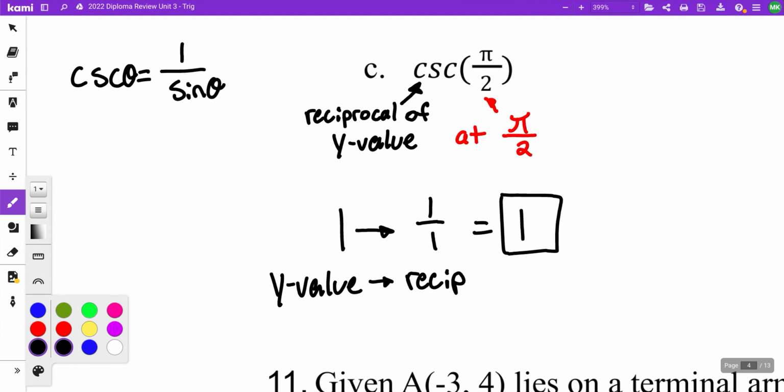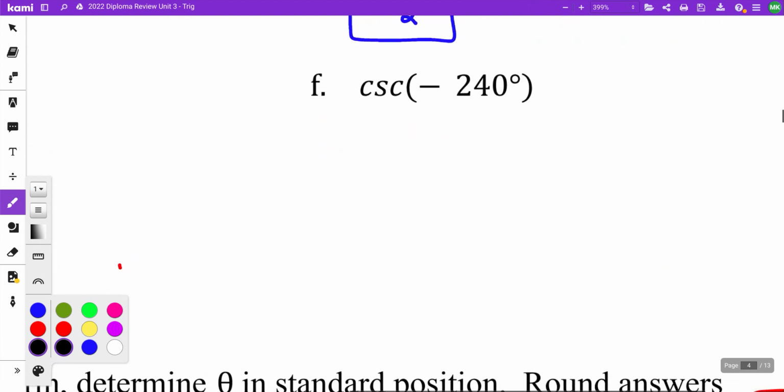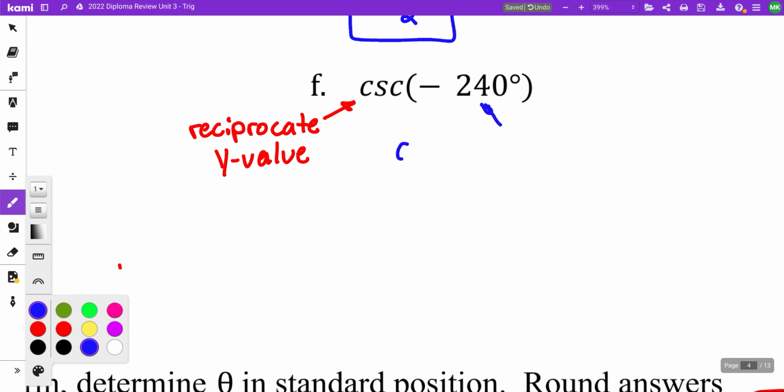Cool, the very last question is much, much harder. It's definitely the hardest one. I'm looking at cosecant. So again, that tells me I want to reciprocate the y value, right? Because cosecant is 1 over sine. But then I have a tricky angle. I have negative 240 degrees.